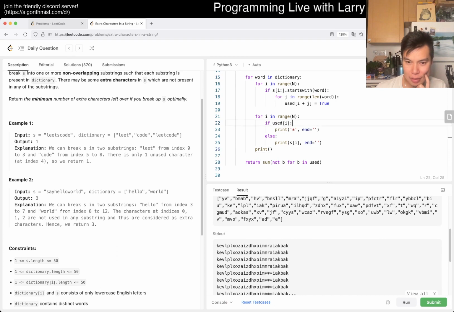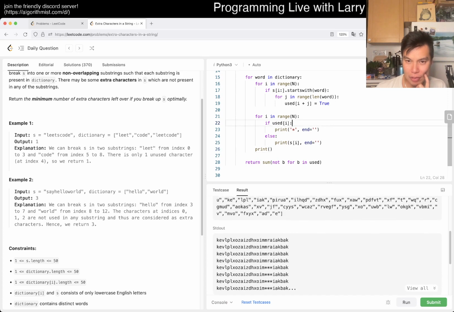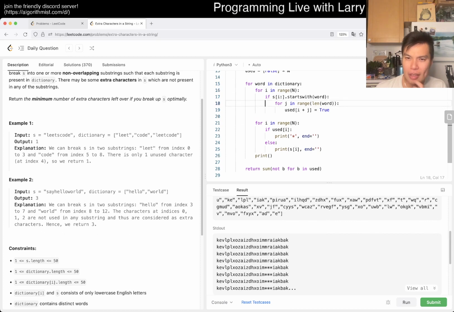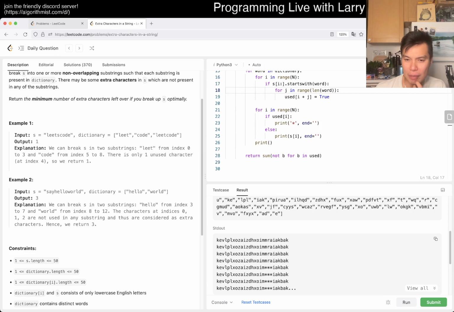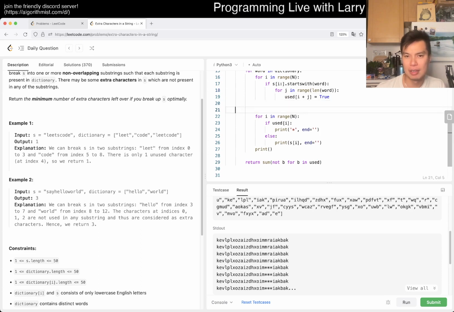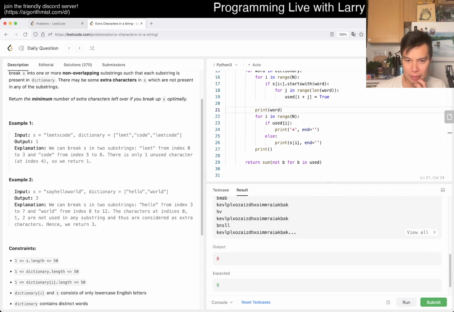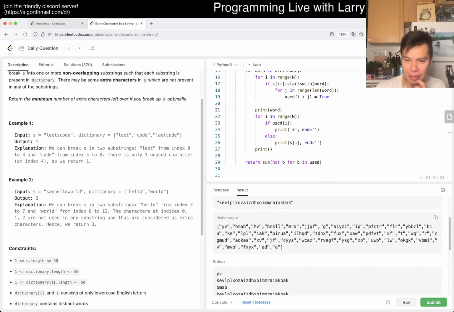If used, for word, did I do something wrong? Why is this so wrong? I thought that after the first loop, MRA would be whatever, right? Didn't we look at that? Print word. Oh, the first one's not MR. What was I looking at?